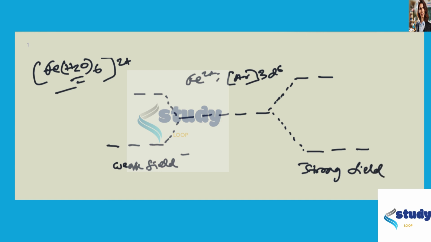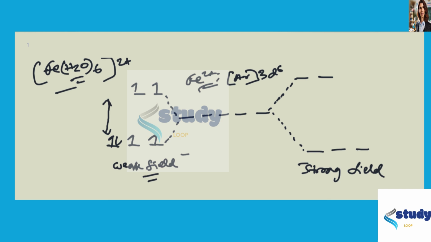So in case of a weak field, what will happen? The energy gap between these orbitals will be comparatively low, and the electrons will first occupy one at a time in both the lower energy level orbitals and also the higher ones, and then they will pair up. So we have one more electron left. That's how the orbital splitting in case of a weak field ligand for Fe2+ will look.